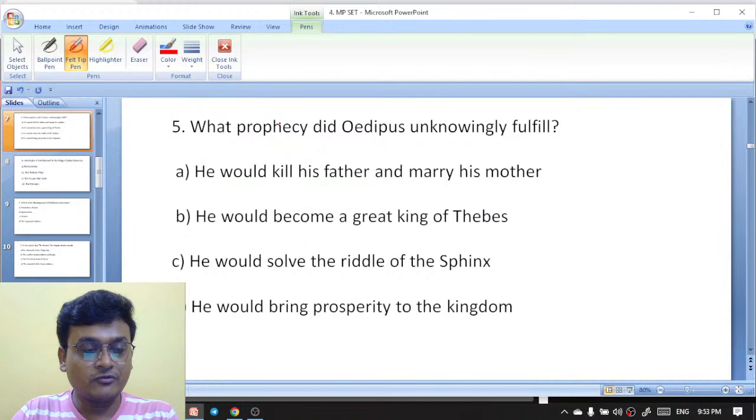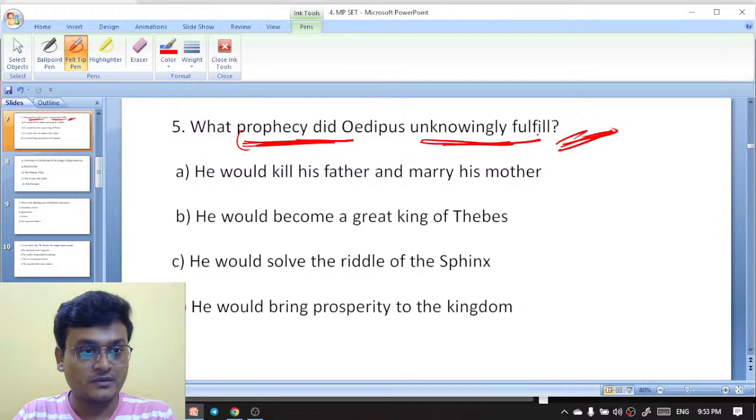What prophecy did Oedipus unknowingly fulfill? There is a prophecy that Oedipus will unknowingly fulfill, and when he comes to know, that is the anagnorisis, that he has married his own mother. Through the course of the play, we come to know that he has married his own mother after killing his father, Laius.